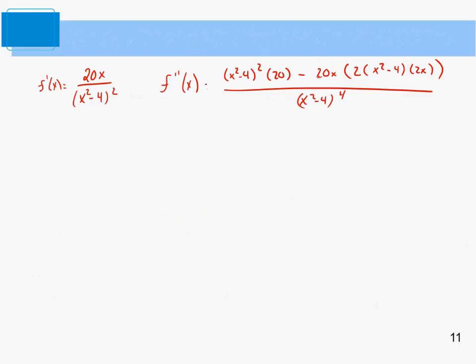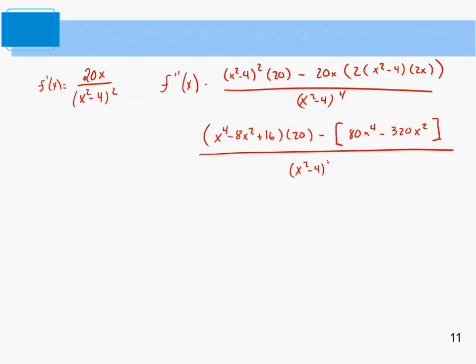So here we're going to have x squared minus 4 squared. We can write that out as x to the 4th minus 8x squared plus 16 times 20, minus here we're going to have 20x times 2 is 40x times 2 is 80x squared times x squared is 80x to the 4th minus 320x squared. Right, because I do 2x times 2 is 4x times 20x is 80x squared. 80x squared times x squared is 80x to the 4th. 80x squared times negative 4 is negative 320x squared.